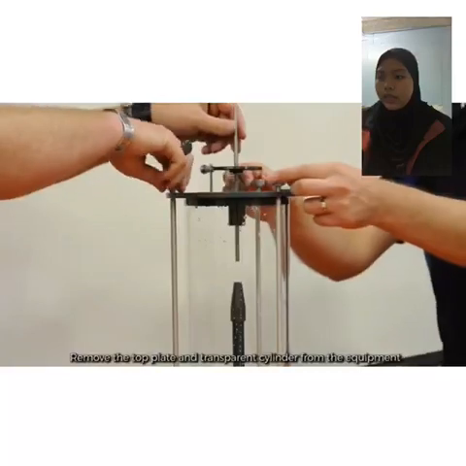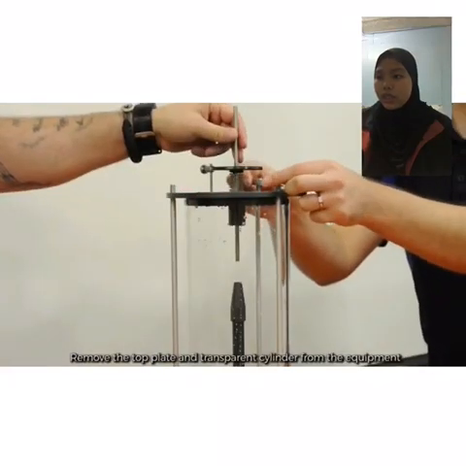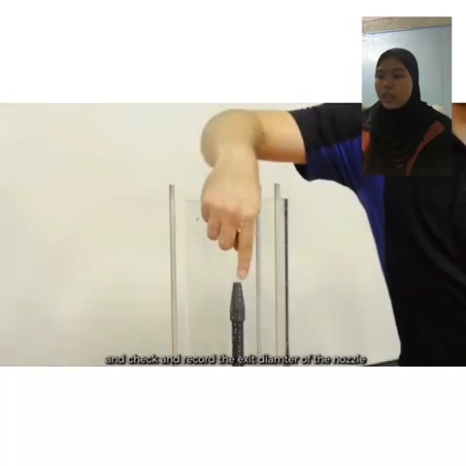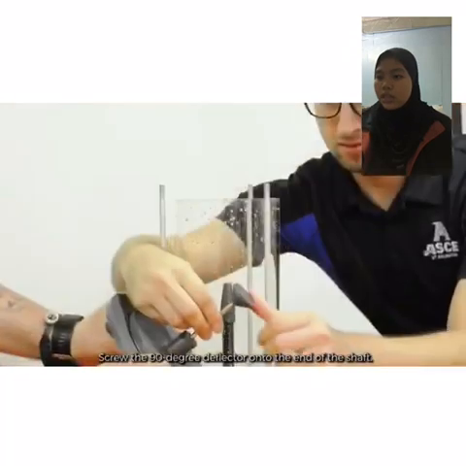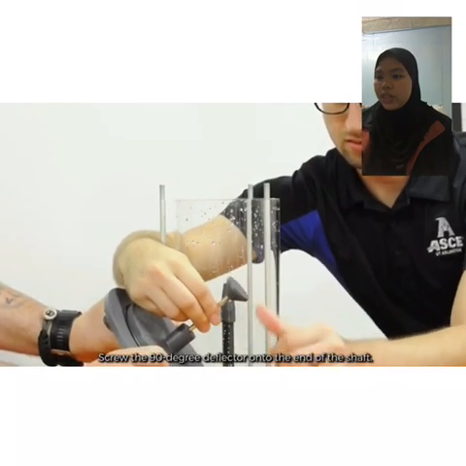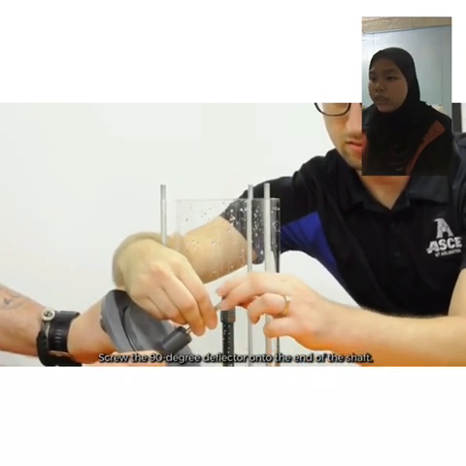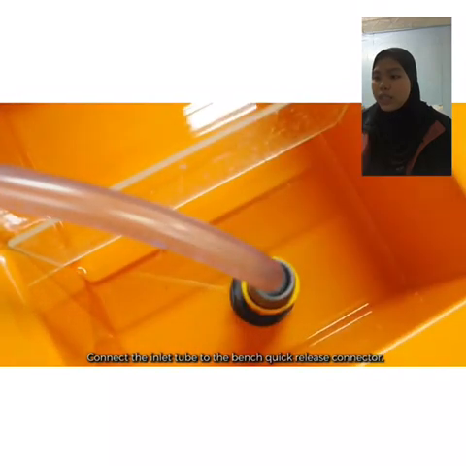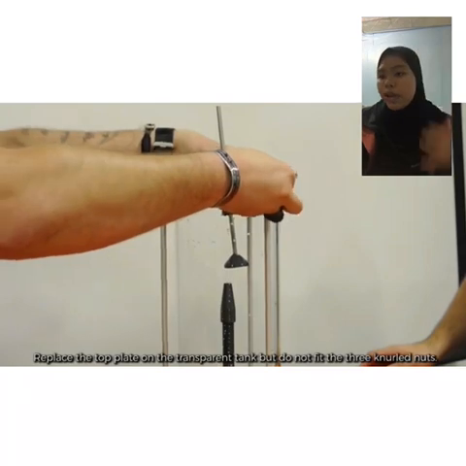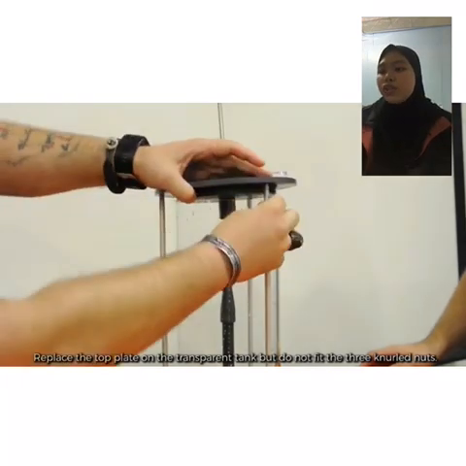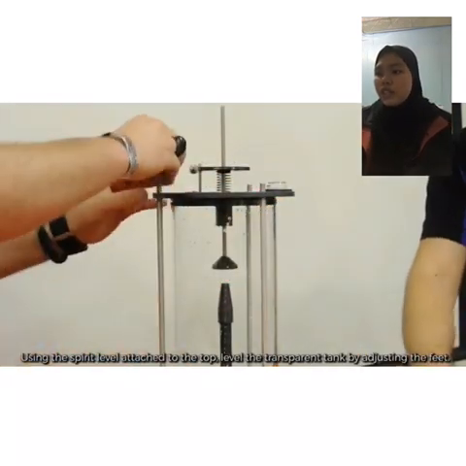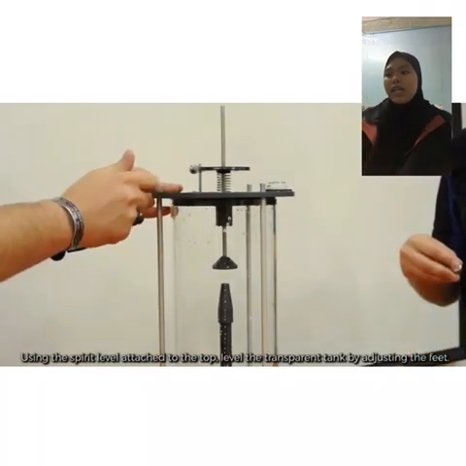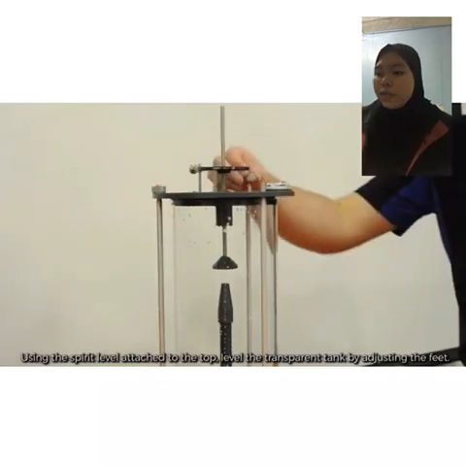Remove the top plate and transparent cylinder from the equipment and check or record the exit diameter of the nozzle. Screw the 90-degree deflector onto the end of the shaft. Connect the inlet tube to the bench quick release connector. Replace the top plate on the transparent tank, but do not fit the 3 knurled nuts. Using the spirit level attached to the top, level the transparent tank by adjusting the feet.